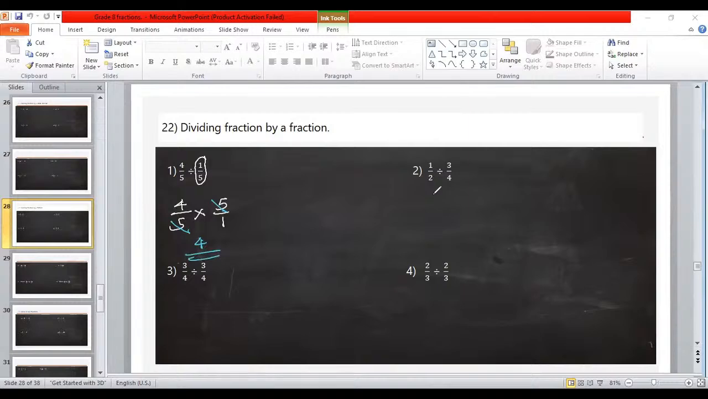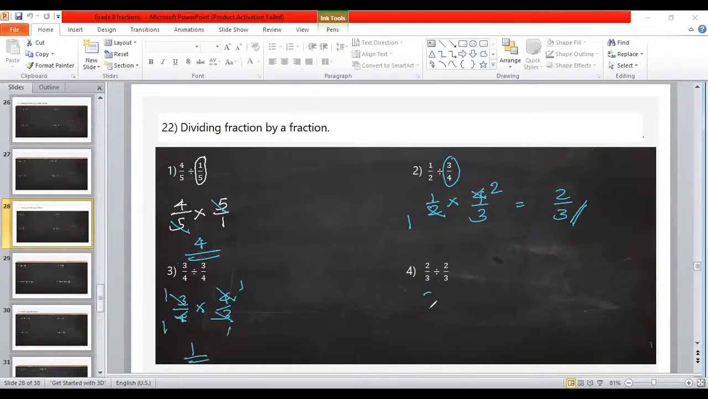Answer is 4. 1 over 2 into the reciprocal of this, 4 over 3. Cancel. How many 2's here? 1. How many 2's? 2. 2/3 is the answer here. 3 over 4 into 4 over 3. Cancel over the line and below the line. And here also cancel. Answer is 1. Now look at 2/3 into 3 over 2. Cancel. Here also 1. Answer is 1.